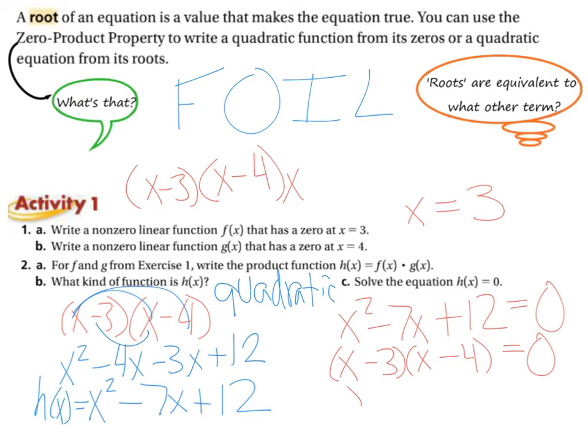And then we set them equal to 0. So this is just showing us how to do this both ways, working backwards with the roots, from the roots working toward getting the quadratic, and now doing it the other way around, from the quadratic getting our roots. So x minus 3 is equal to 0, which means x is 3, and x minus 4 equals 0, which means x is equal to 4.